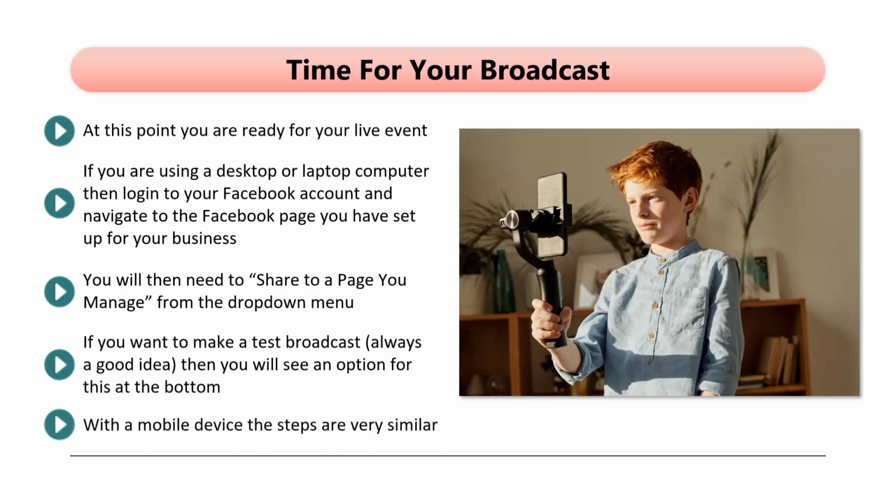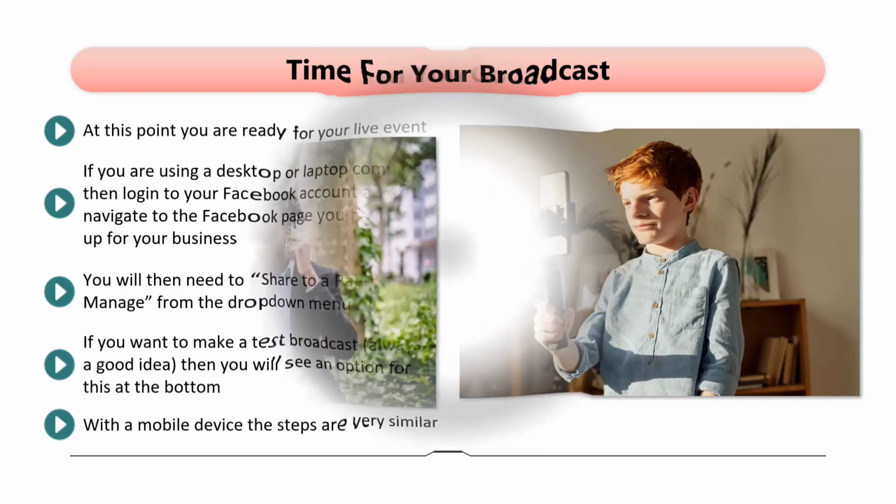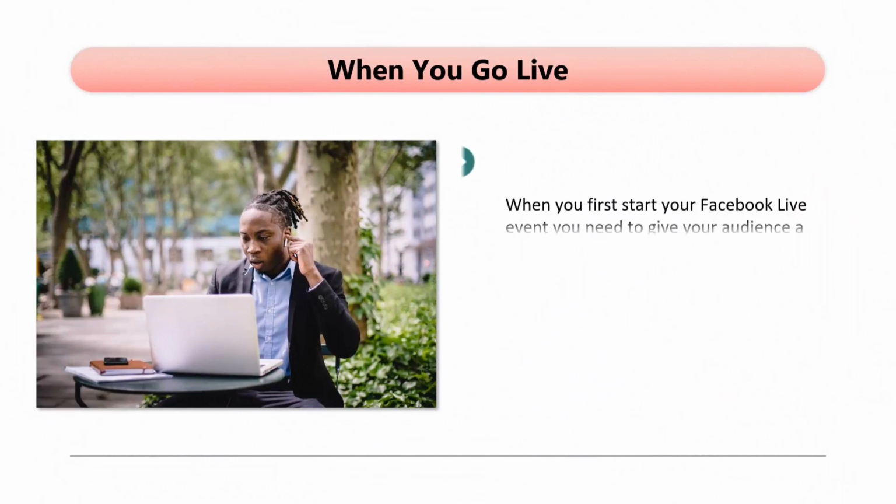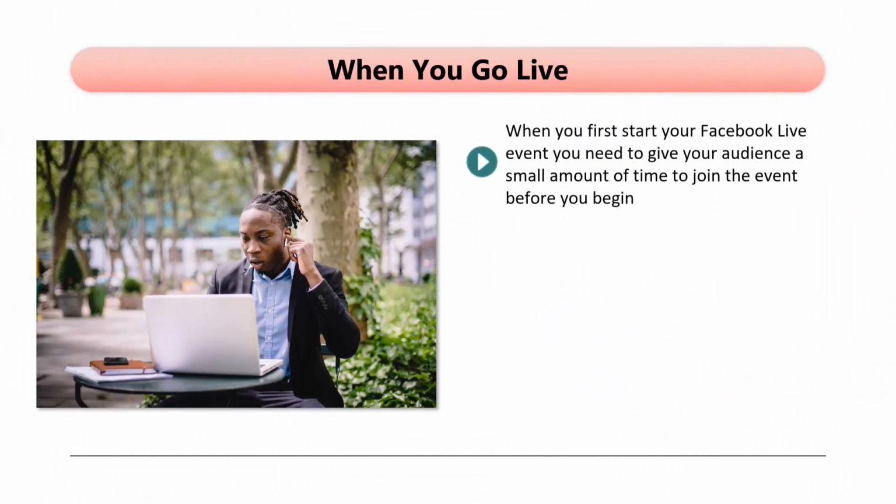With a mobile device, the steps are very similar. In the Composer page, just tap on Live to start the process. You can then add your title and description and do things like tag friends, add donation buttons, and add a feeling. When you go live, when you first start your Facebook Live event, you need to give your audience a small amount of time to join the event before you begin. Don't make this too long, or those that have already joined will become agitated.